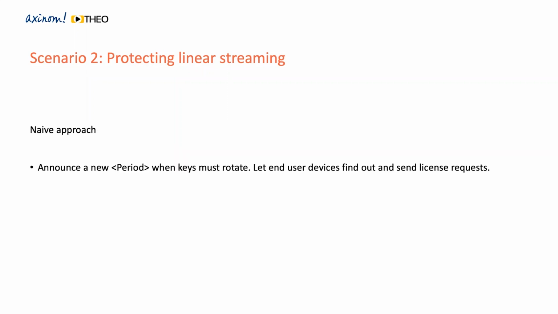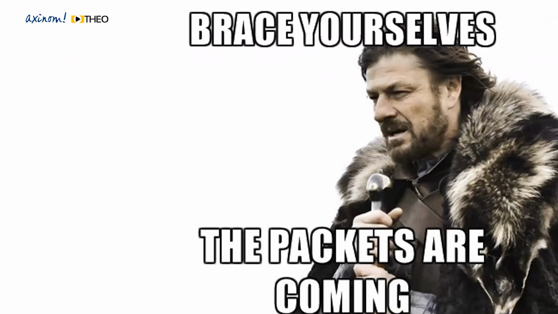So in a naive approach, how you could go about it is, in the MPEG-DASH manifest, announce a new period when the keys must rotate, and then let the end user devices find out and send license requests as needed. I think this picture here illustrates well how it looks from the server side. Doing such an approach is probably one of the quickest ways to create your very own sophisticated distributed denial of service attack.